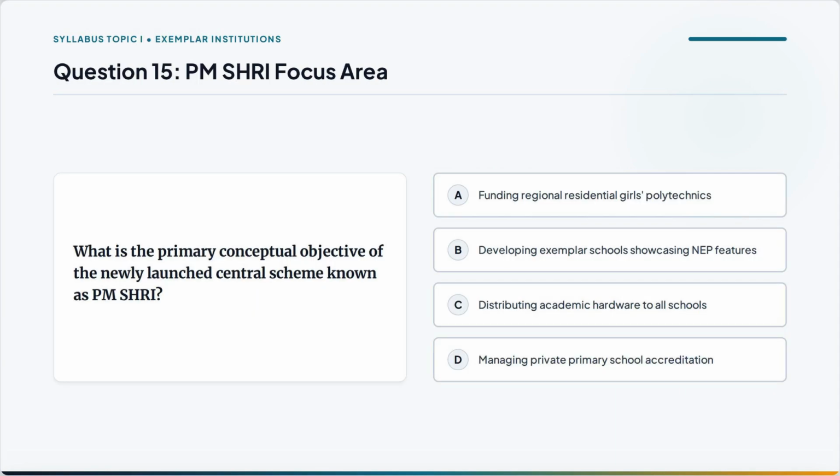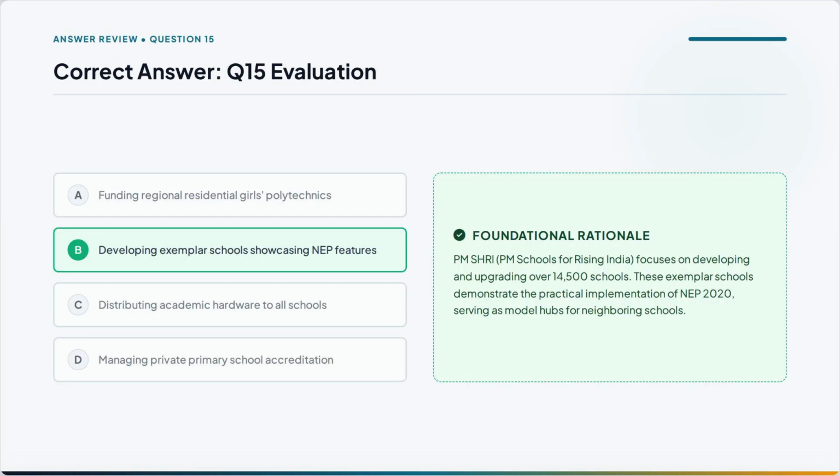Question 15. What is the primary conceptual objective of the newly launched central scheme known as PM Shri? The correct option is B. Developing exemplar schools showcasing NEP features. PM Shri, or PM Schools for Rising India, focuses on upgrading over 14,500 schools. These exemplar schools demonstrate the practical implementation of NEP 2020, serving as model hubs for neighboring institutions.